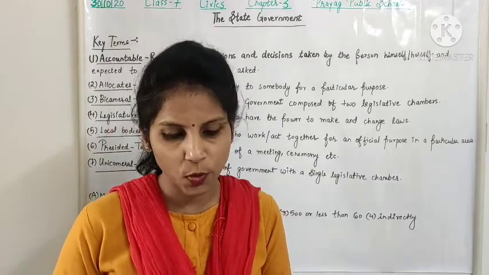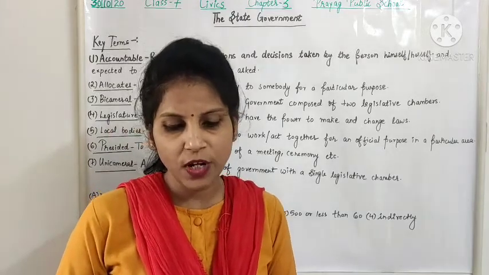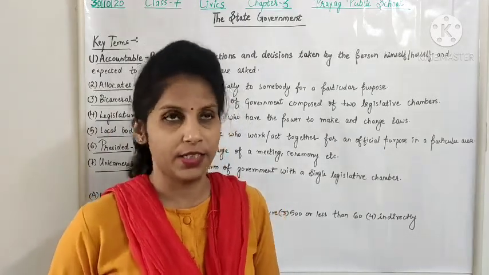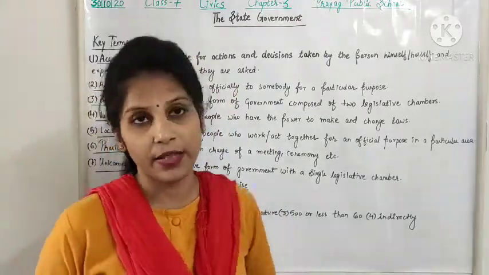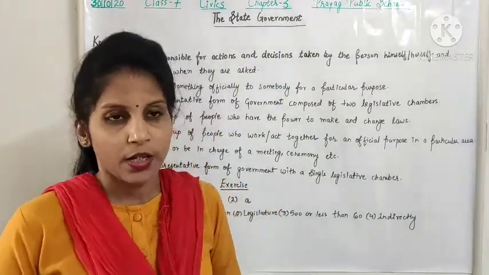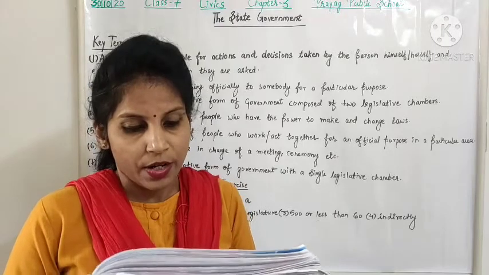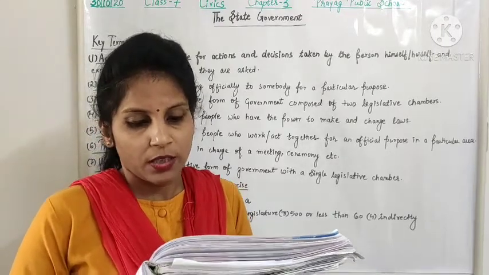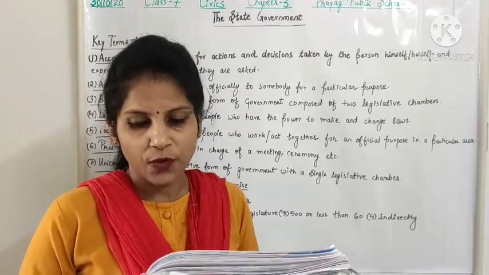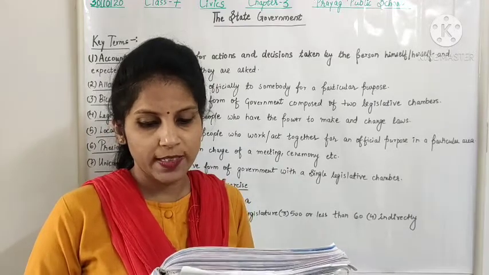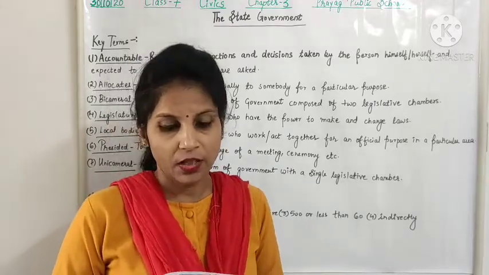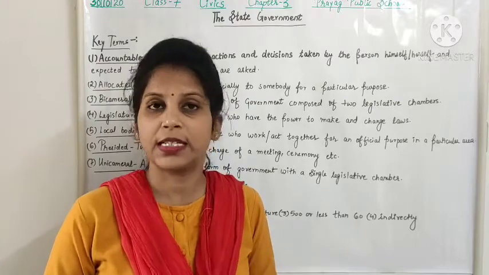Okay, then fourth one, members to legislative councils are dash elected. Answer is indirectly. Okay, and fifth one is registered voters of the region elect one dash from each constituency to the legislative assembly, and the right answer is representative.